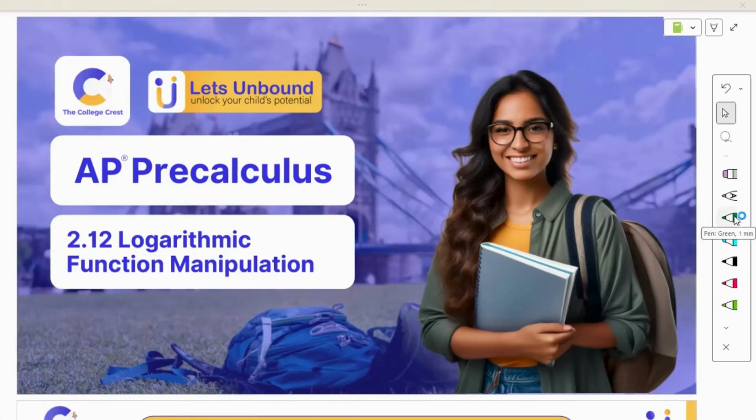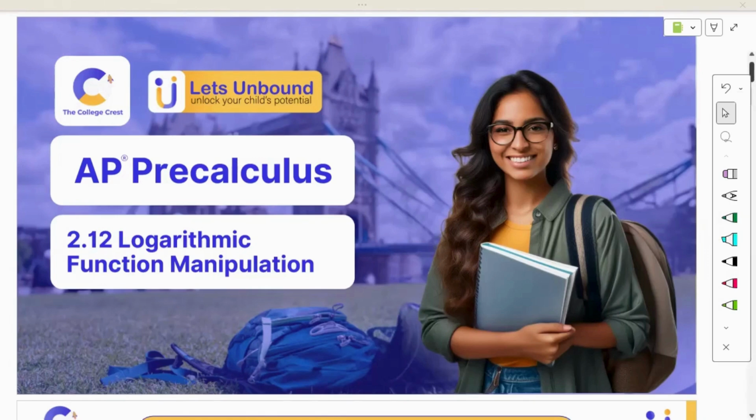So we are in the new episode and we are going to discuss 2.12 in this particular video. So yes, it's logarithmic function manipulation. It's kind of the things we already know and how we are going to manipulate those things, basically the properties, while solving problems in transformations, right? So that is the essence of the topic, this particular subunit.